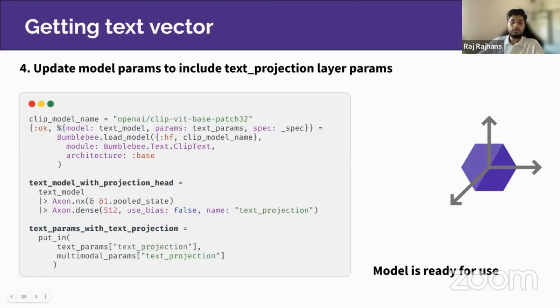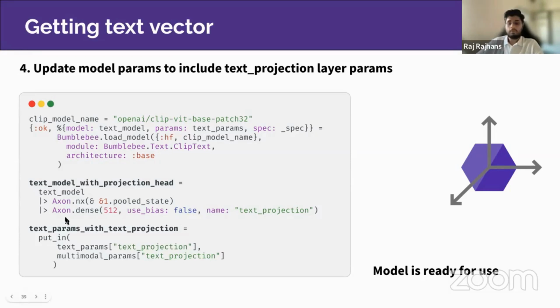Now, when you apply a neural network model to some input, you give it some params, right? Params are basically the weights for each layer that it has to apply to the input data. So if we were using a simple text model above, we would have just used the text params provided. But in our updated model, we have an extra layer for text projection, right? So in the params that we give, we will need to include the params for text projection as well. Those we can get from the multimodal params that we got when we loaded the clip model before. So now with this, we have our final model and params that we can use for a given input.